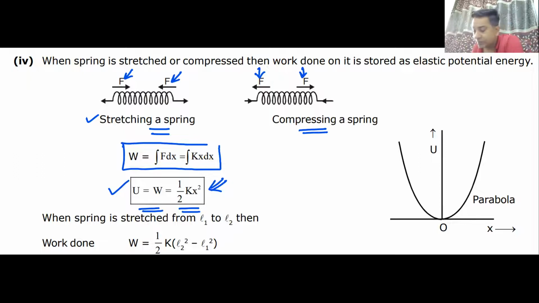Here, remember, the potential energy of this SHM is stored in the spring. And as you can see, the graph between potential energy and x is a parabola. Remember, the value of x is a sine omega t.